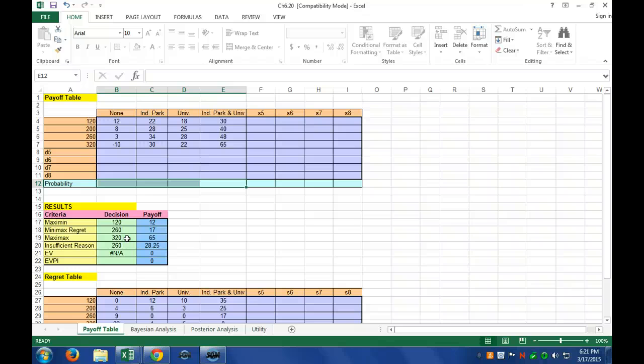So we try to quantify the likelihood of these events because that can be a major decision. So that's what happened in the book here. It says, Marriott estimates that there's a 60% chance that the industrial park is built. So a 60% chance of the industrial park being built. And it looks like there is a 30% chance that the university will be built.